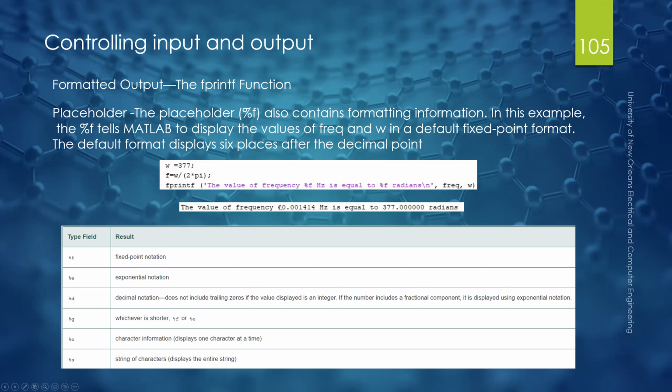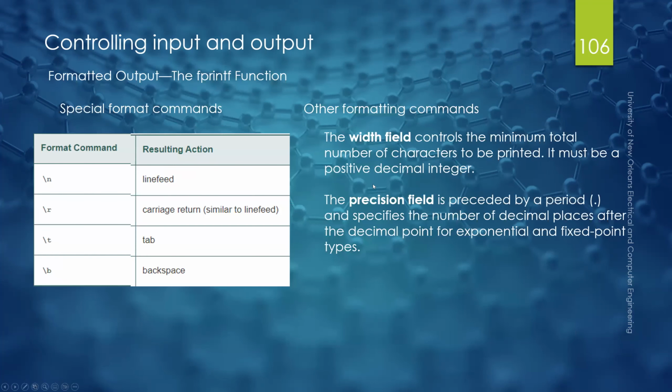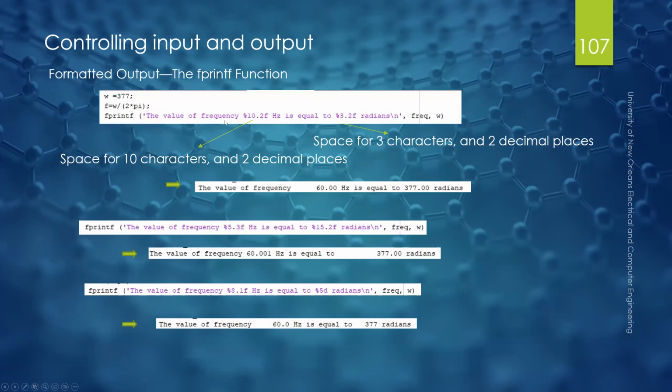Do we want to have more space after frequency than what we see here? Do we want to have more space after 2 here and then the number 377? Well, we can control that. And we can also control how many decimal places we're going to see by the width field and the precision field. So again, the same example, but now the only difference is that after the percentage sign, I have 10.2f, and for the W, or the radians, I have 3.2f.